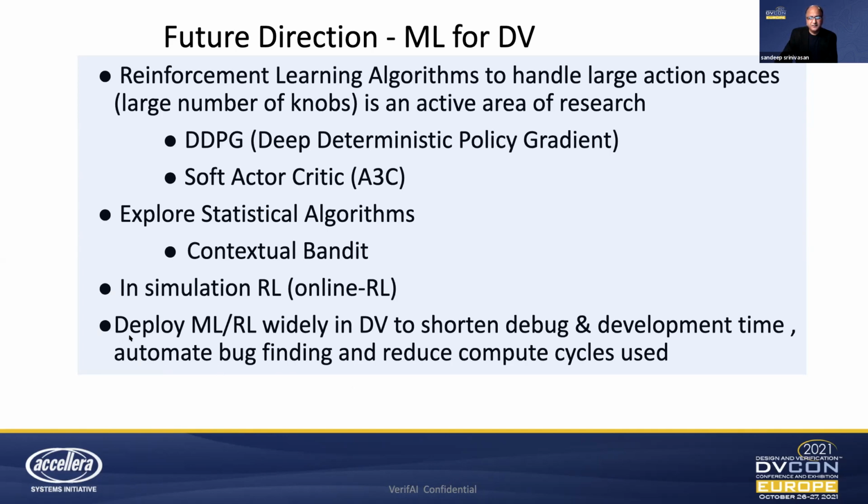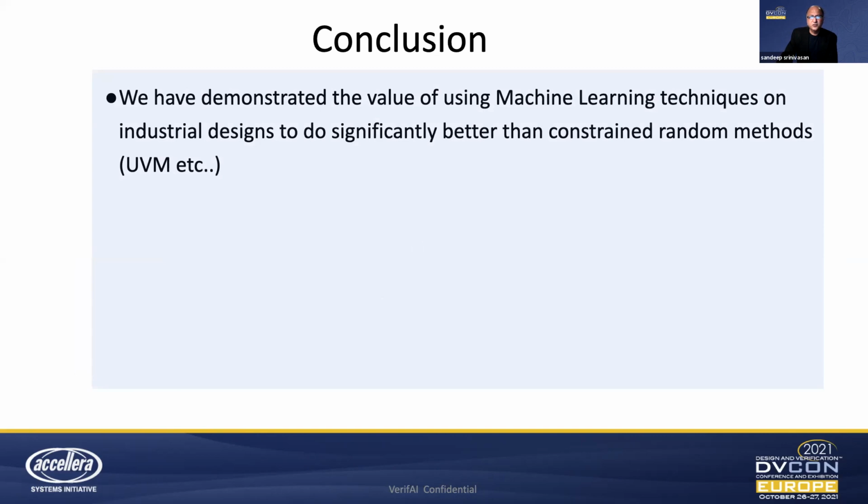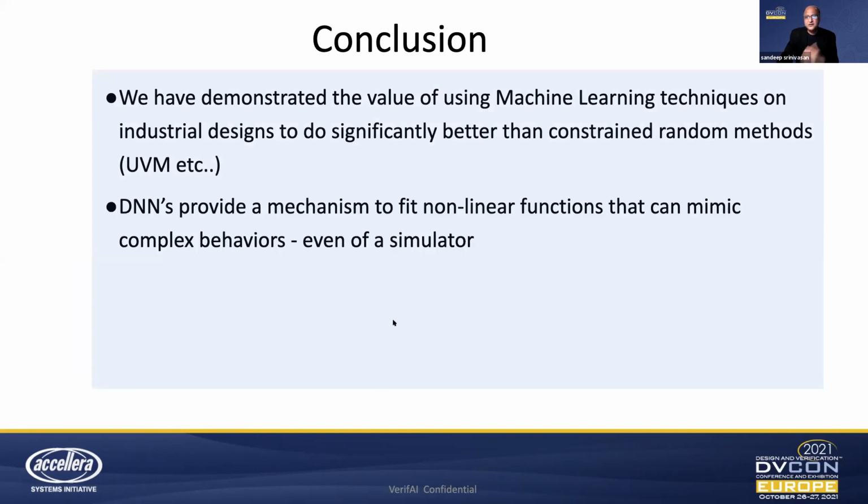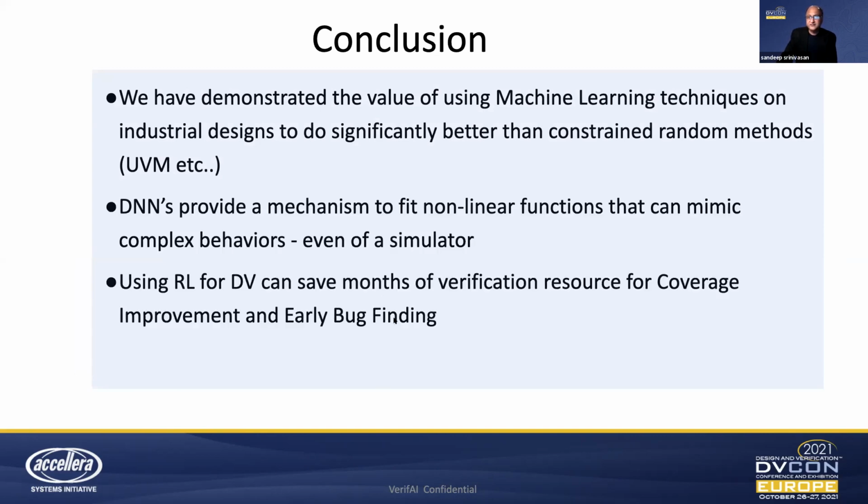So we also feel RL will be deployed very widely to shorten debug and development time, automate bug finding, and reduce compute cycles used for verification. So in conclusion, we've demonstrated the value of using machine learning techniques on industrial design, such as the FIFO controller and the RISC-V 64-bit. And we've also demonstrated that it does significantly better than constrained random methods.